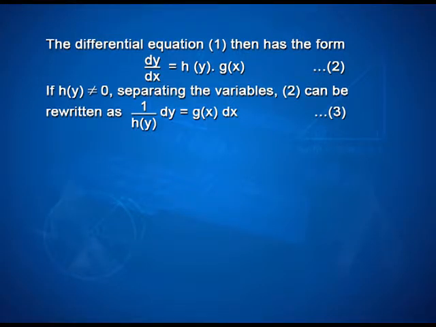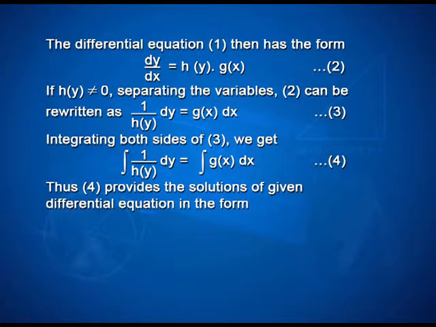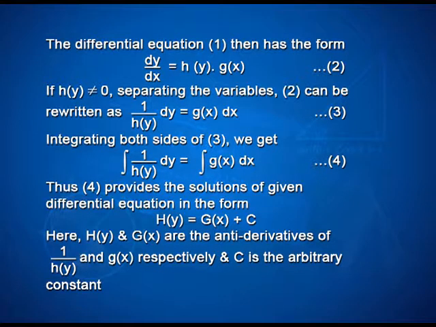If h of y is not equal to 0, separating the variables, equation 2 can be rewritten as 1 upon h of y into dy is equal to g of x dx. Take this as equation number 3. Integrating both sides of equation 3, we get integral 1 upon h of y into dy is equal to integral g of x dx. This is equation number 4. Thus, equation 4 provides the solution of the given differential equation in the form H of y is equal to G of x plus c. Here, H of y and G of x are the antiderivatives of 1 upon h of y and g of x respectively, and c is the arbitrary constant.